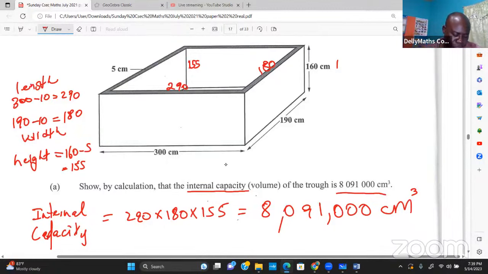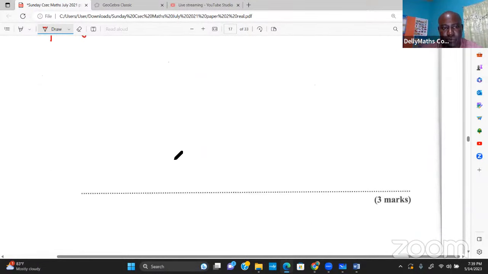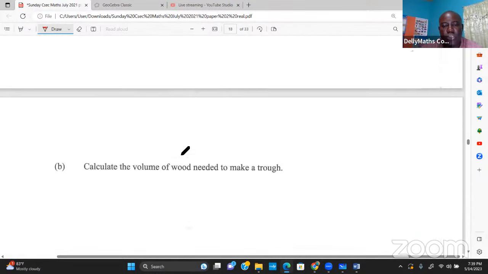Very good working. And please look out for those things when they're telling you. They tell you that it is open at one end and stuff like that. Pay attention to those details, please. All right, so we just proved that.